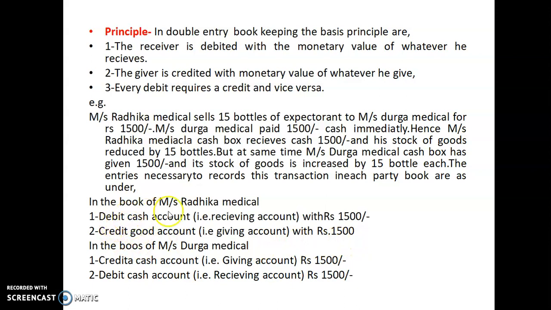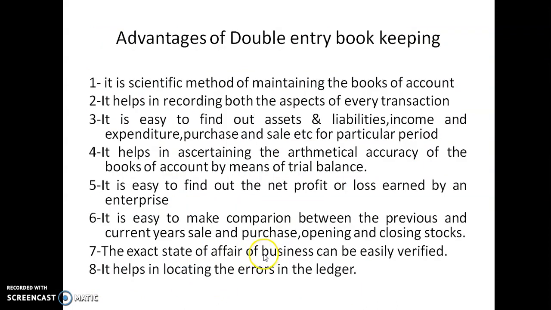Here we see that Radhika Medical received the cash 1500 and the goods, 15 bottles, will be sent to the other party. Here the cash account is shown in the debit, and here the goods account is shown in the credit. In the same manner, in the Durga Medical book, credit cash account, the giving account, 1500, and debit goods account, the receiving account, 1500. This kind of transaction we have to record.